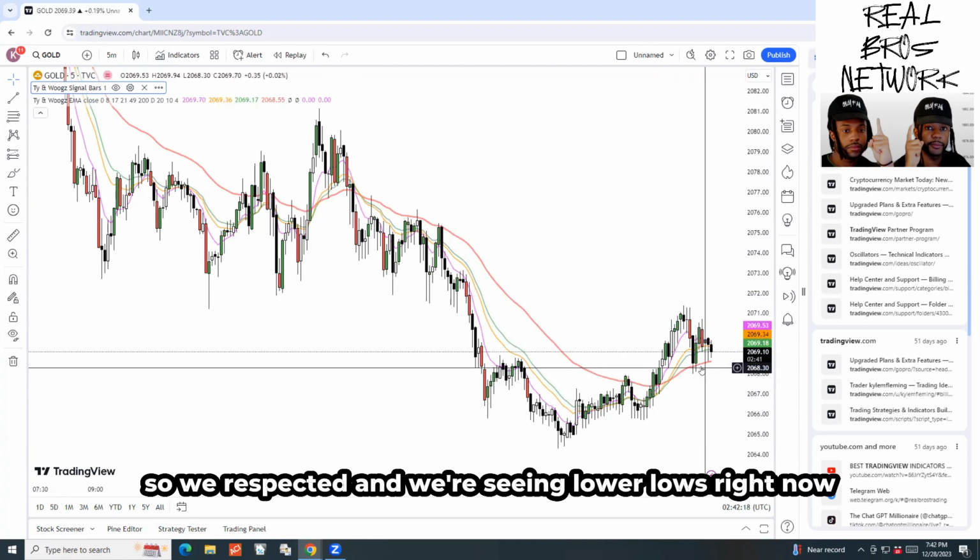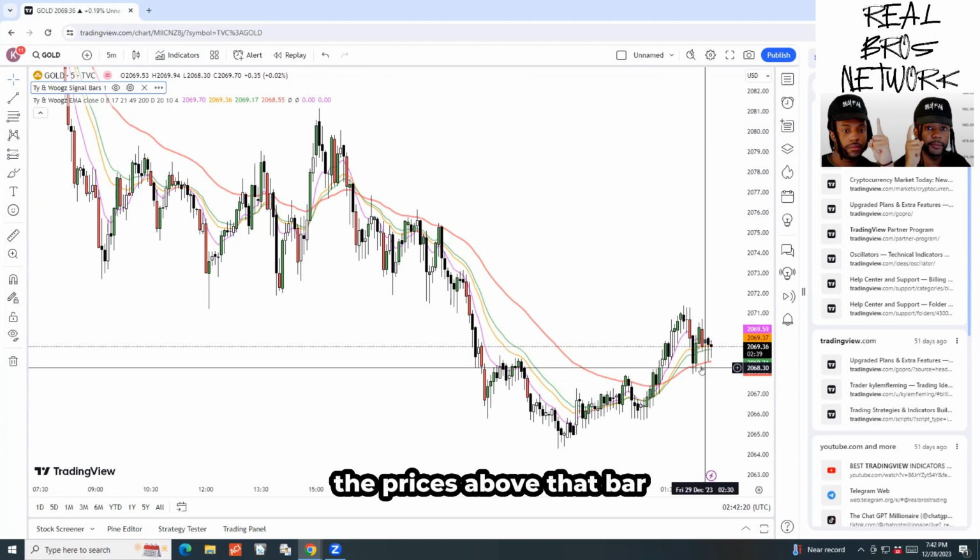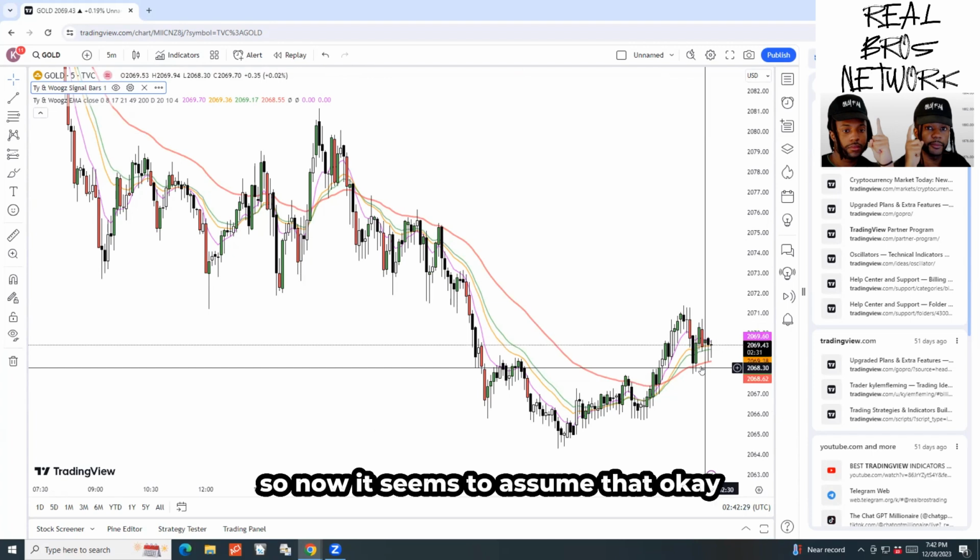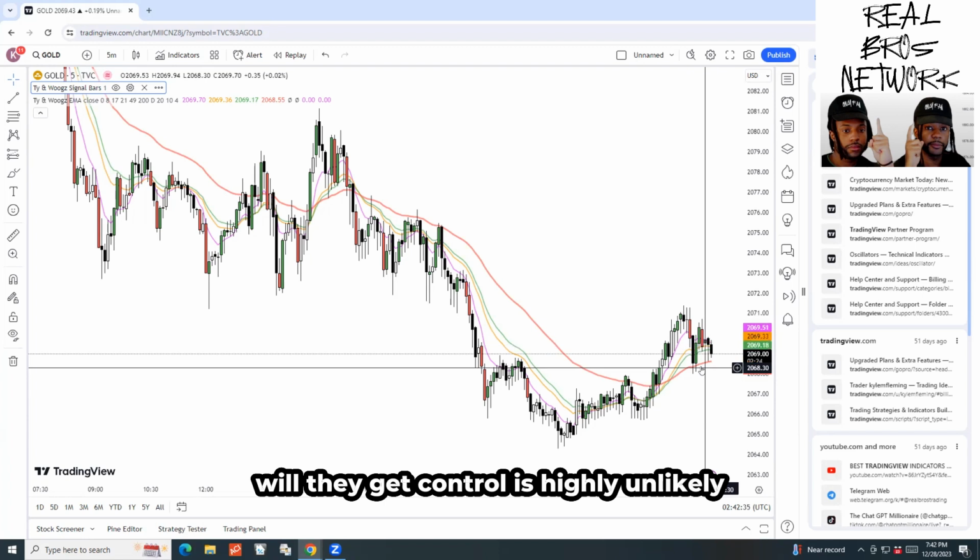So we're respected and we're seeing lower lows. Right now the price is above that bar, so it could be the start of an uptrend. We started seeing more green bars. It went above it, so now it's safe to assume that the bulls are fighting to take over control of this market. Will they get control?